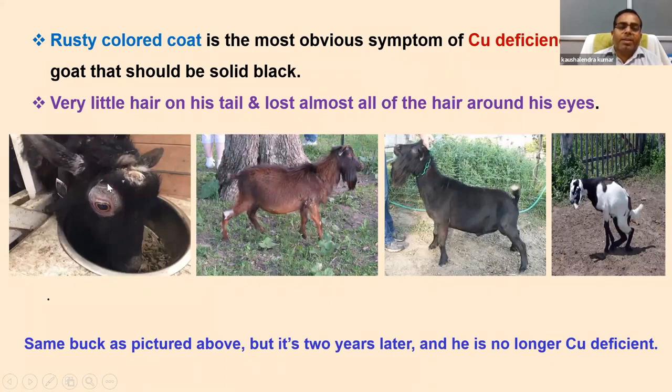And here we can see very little hair on his tail and around the eye. So this condition also involves the hind leg problem that arises as swayback under the copper associated problem.